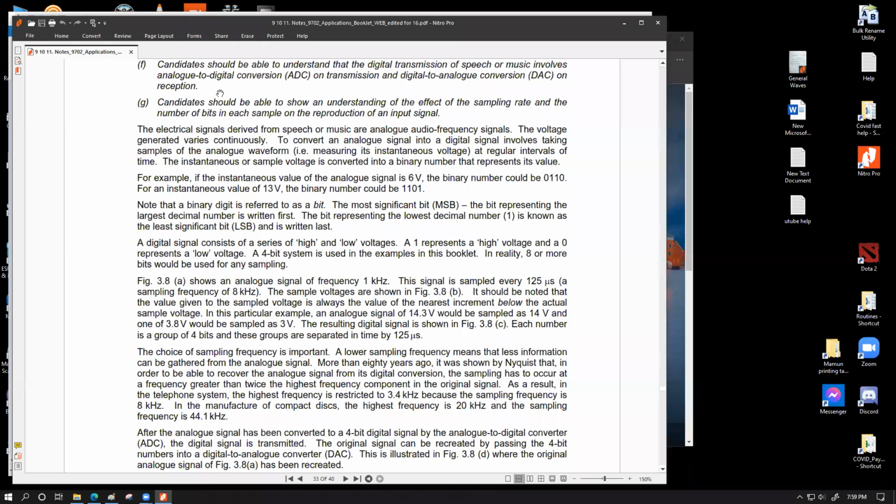So on the transmission end, it has to be converted from analog to digital so that the signal can travel through the transmission channel in a digital form. And then on the reception end, that digital signal should be reconverted back to analog form so that it can be played and we can achieve the original format. Then it says, the candidate should be able to show an understanding of the effect of the sampling rate and the number of bits in each sample on the reproduction of an input signal.